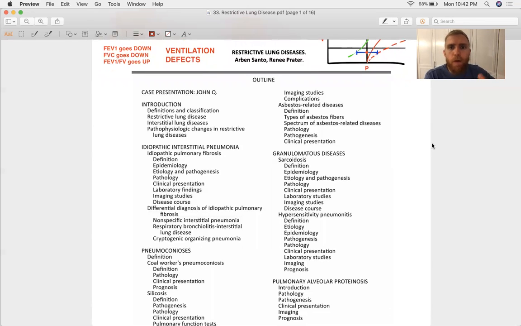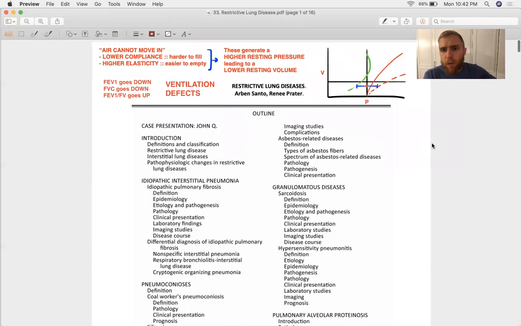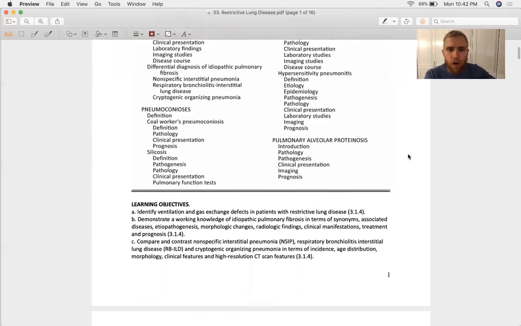That's an overview of all restrictive lung diseases. Again, remember, why is the compliance in the lungs decreased? Fibrosis and scarring. Why is there fibrosis and scarring? Well, let's find out.